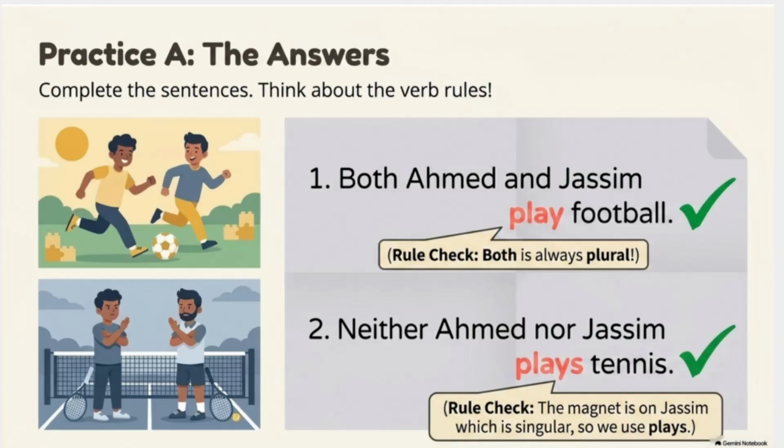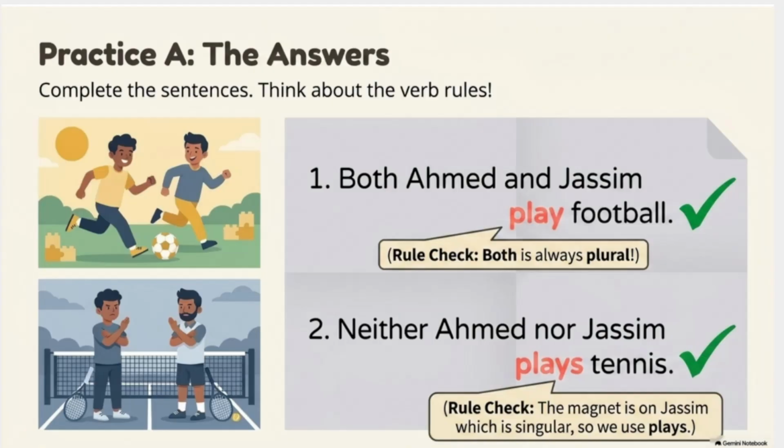Practice A. The answers. Let's check our answers. Number 1. Both Ahmed and Jassim play football. The answer is play. Why? Because both and takes a plural verb. Think of Ahmed and Jassim as they. We say they play football, not they plays football.